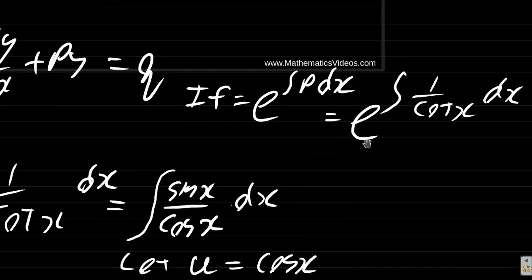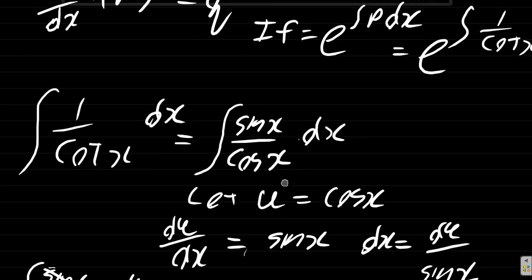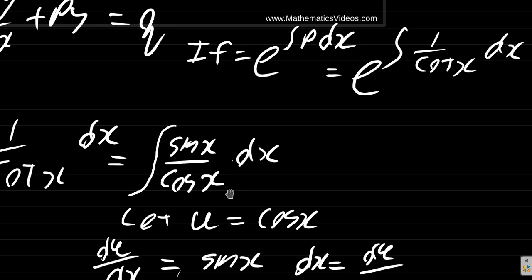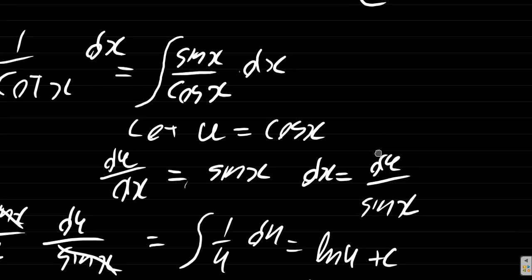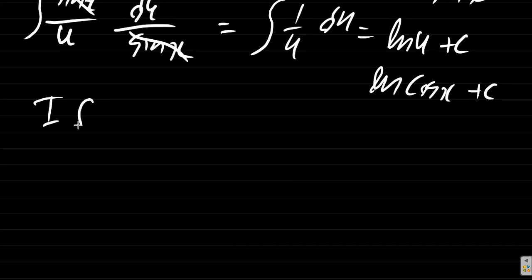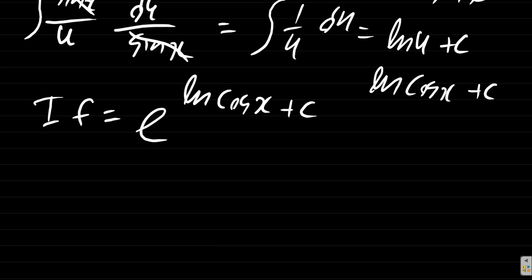Alright, so let's see this now. E to the integral of p dx is e to the integral of 1 over cot x dx, is e to the integral of sine x over cos x. And when we find the integral of sine over cos, we get this. So our integrating factor then turns out to be e to the integral of that dx, which is ln cos x plus c. But we won't use a plus c in this case. Right?